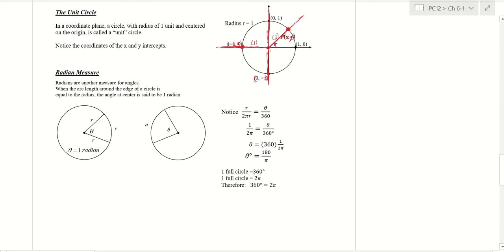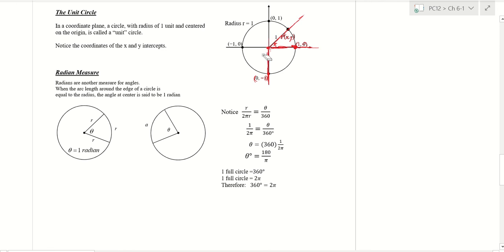For the terminal arm that corresponds to a 90-degree rotation, that terminal arm would intersect the unit circle at 0 and 1 because, again, it has this radius of 1. And the same thing for if we have a 0-degree rotation, the terminal arm associated with that would intersect the unit circle at coordinates 1 and 0. So there's your unit circle primer.